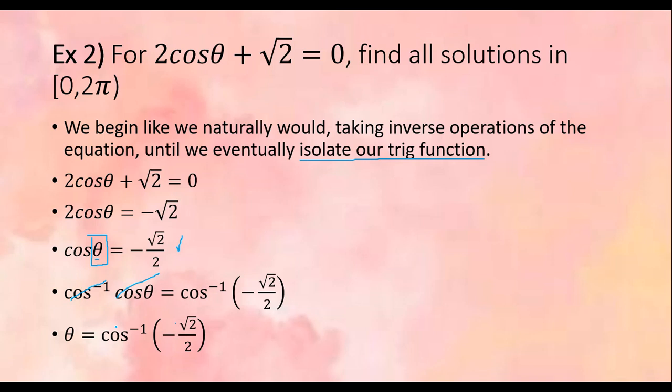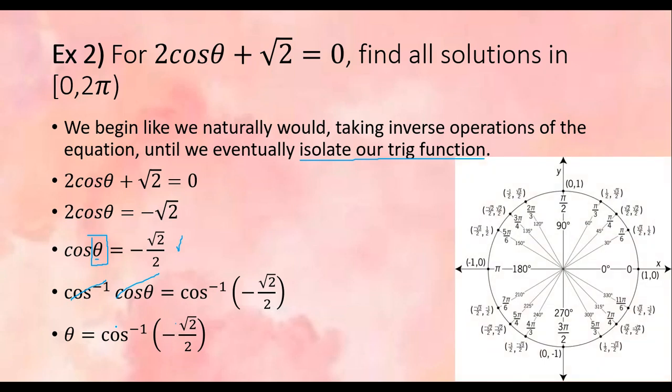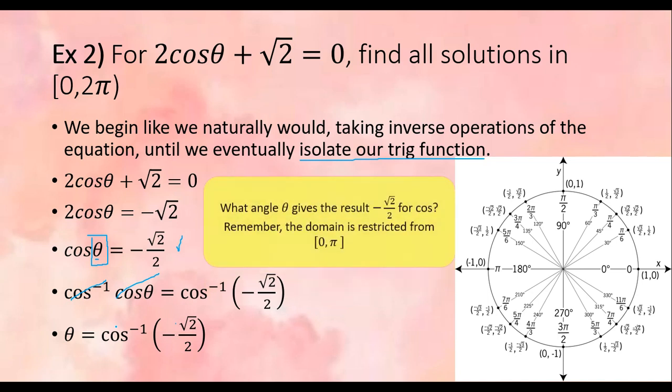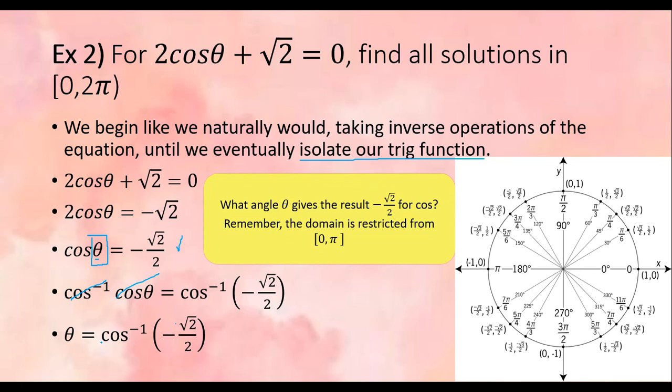At this point, when you get to this part in the solving, you're going to want to bring back an image of your unit circle. A lot of you guys have this ingrained in your memory because we referenced it so much at the beginning of the year. But again, we're going to ask ourselves, what angle gives me the output of negative rad 2 over 2 for cosine? I have inverse cosine over here, but I want to know what specific angle gives me negative rad 2 over 2 for cosine.